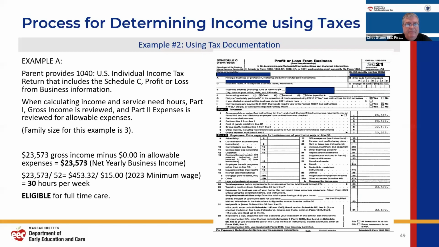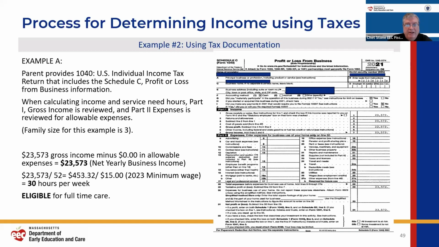All right, example A. The parent provides a 1040 U.S. individual income tax return that includes the Schedule C, their profit and loss from the business information. When calculating income and service need hours, Part 1, gross income, is reviewed, that top part. Part 2, the expenses, is reviewed for allowable expenses. And for this example, we're doing a family of 3. As you can see, the key line at the bottom is $23,573 in gross income.